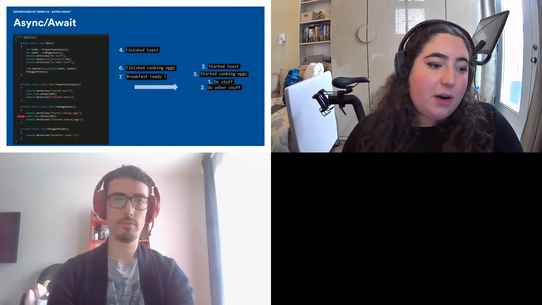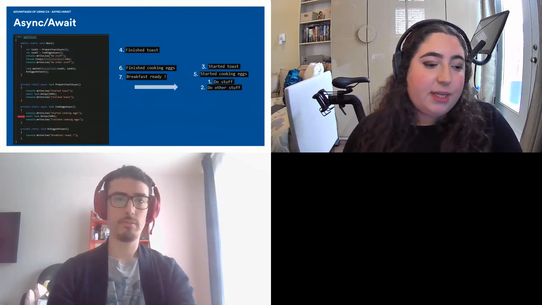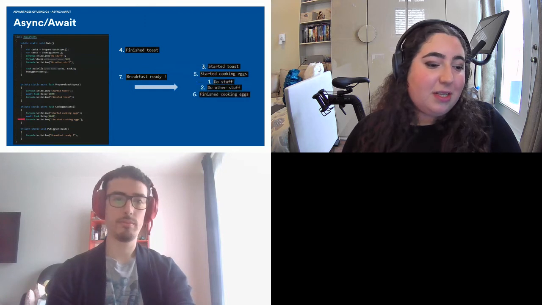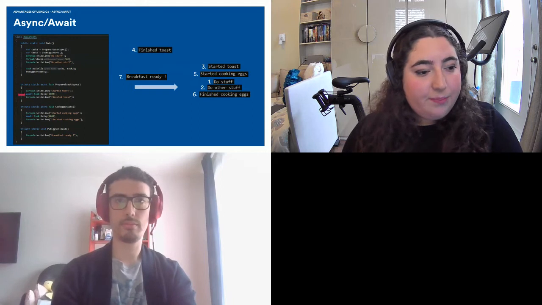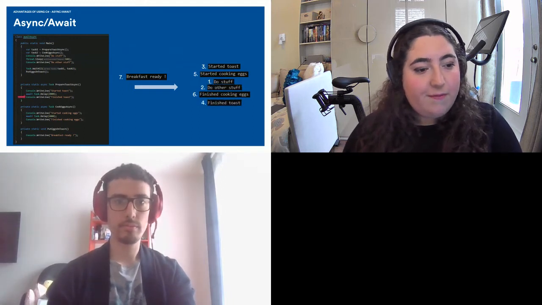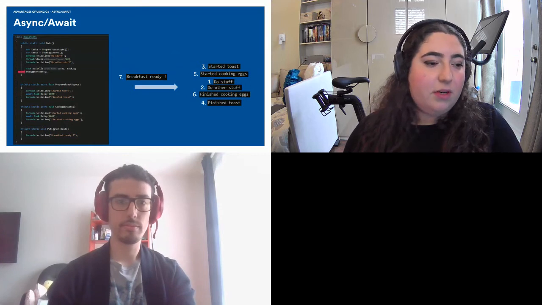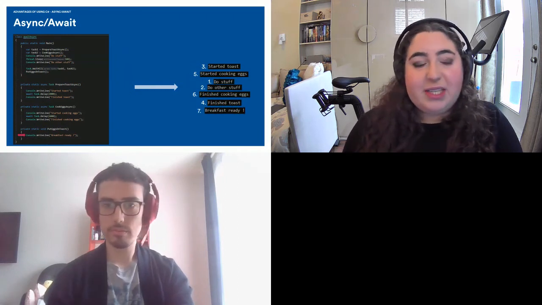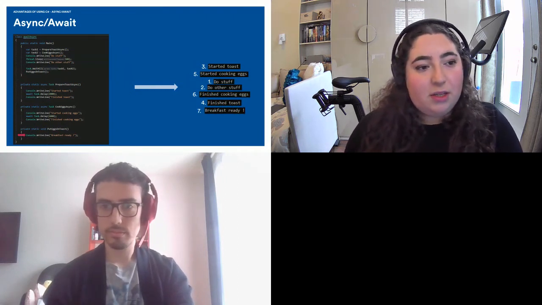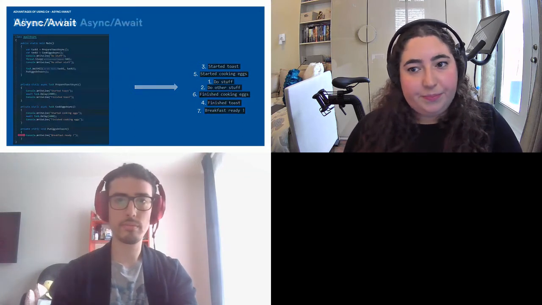So now our async state machine knows that the 1 second delay will be done first. It goes here and it writes to the console, finish cooking eggs. And then it will go to our other await and it will write to the console, finish toast. Now all of our tasks are completed. We can move on to our next step, which is put eggs on toast. And so we write to the console, breakfast ready. So as you can see, it's extremely powerful, this async state machine.